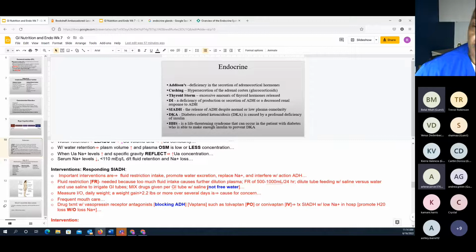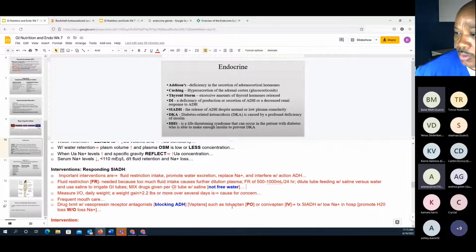We want to make sure we mix things up with saline solutions. In other words, measuring weight is pretty much the same as we would do for DI. Look at some of the medications here. Vasopressin receptor antagonist, where what we're basically trying to do is block ADH. If we block ADH, people will pee, right? That's all we're doing.